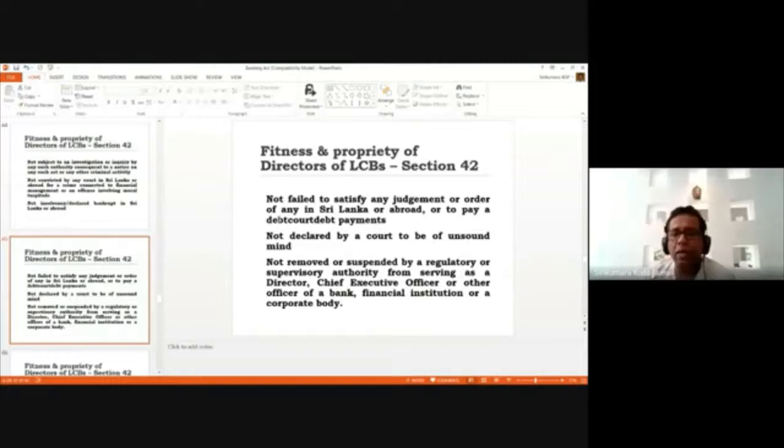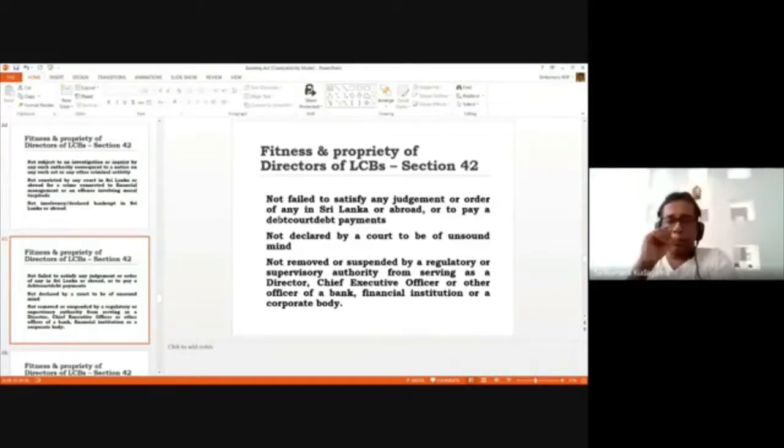This is a qualification: not declared by a court to be of unsound mind. If declared by a court as a person of unsound mind, then that person will not be able to be a bank director.